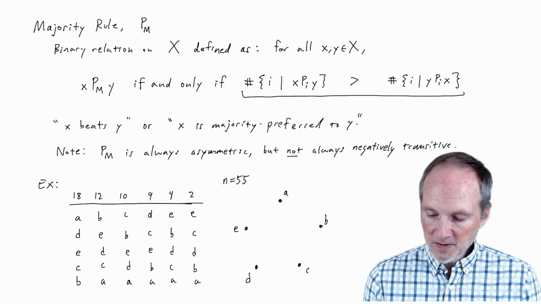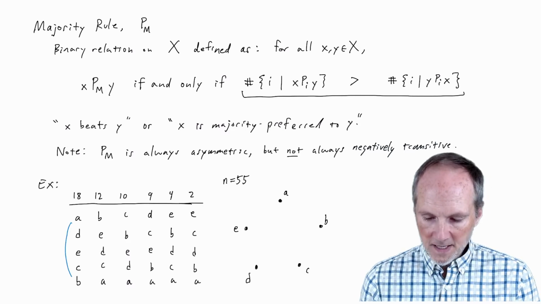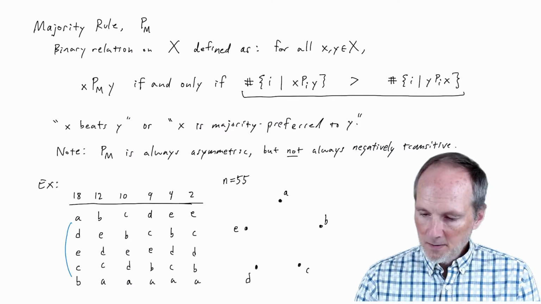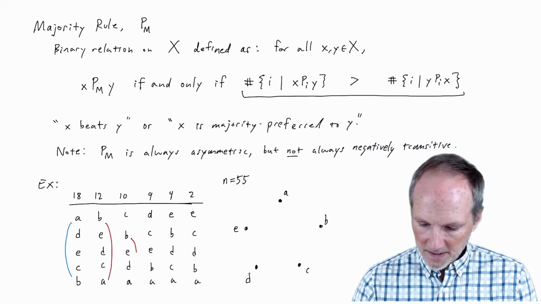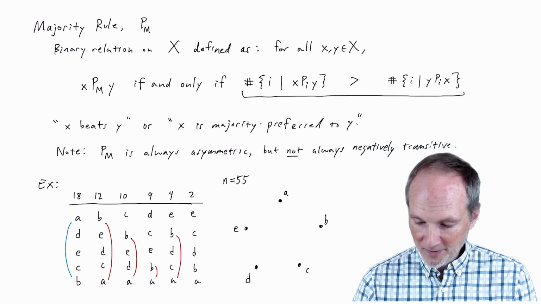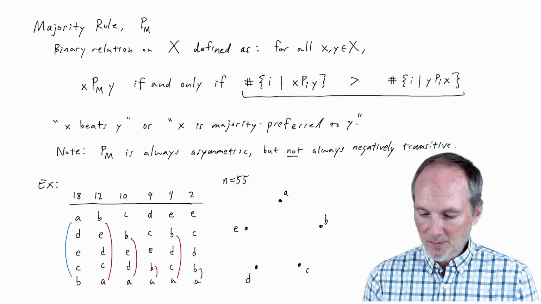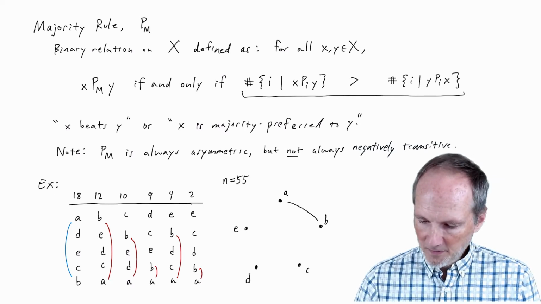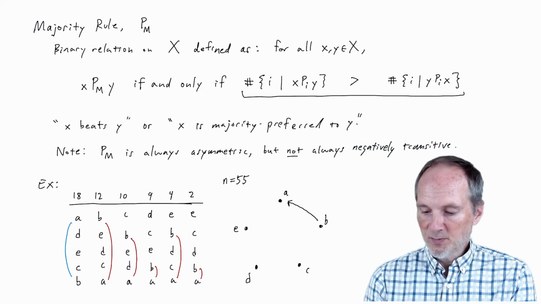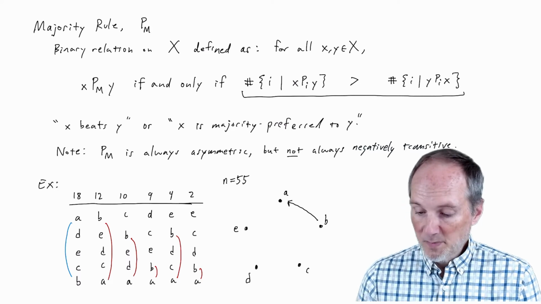To figure out the majority preference, we count the votes. So who prefers A to B? There's 18 people there who prefer A to B. Who prefers B to A? Well, there's 12 here, 10 here. Actually, lots of people prefer B to A. And it's going to win, by a landslide. So then we would write an arc from B to A to represent a majority preference for B over A, where B beats A.